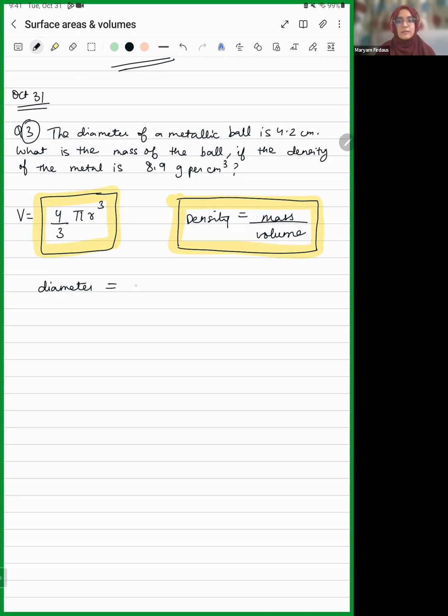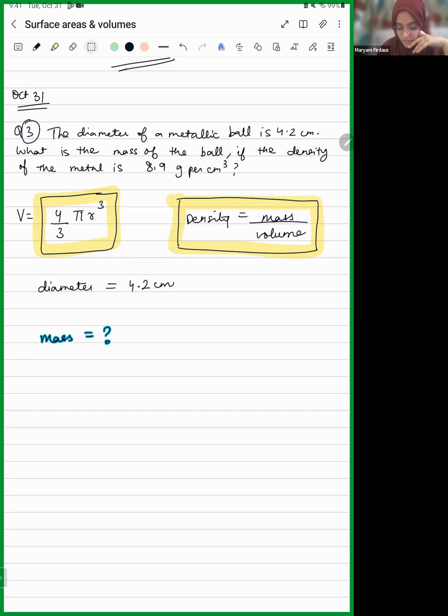Diameter. Diameter is how much? Yes. I need responses. 4.2 centimeters. 4.2 centimeters diameter is given. And they're asking you the mass of the ball. What is the mass of the ball? And density is given.